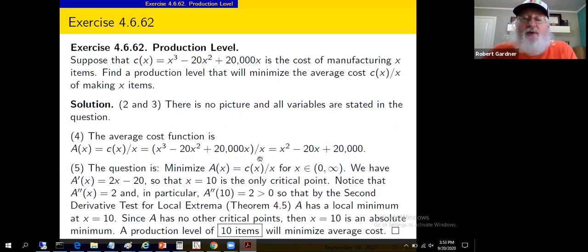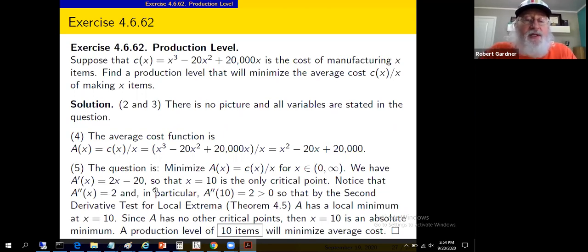X can't be 0. We've divided by x up here, so that gets thrown out. So you have to make something, or the average cost isn't defined. Of course, there's physical reasons you can't make larger and larger amounts of things, but we'll take the interval 0 to infinity. And remember, it's an opening upward parabola. The critical point will correspond to a minimum. The derivative, now we're cooking. Derivative is 2x minus 20. So x equals 10 is the only critical point, making the derivative 0.